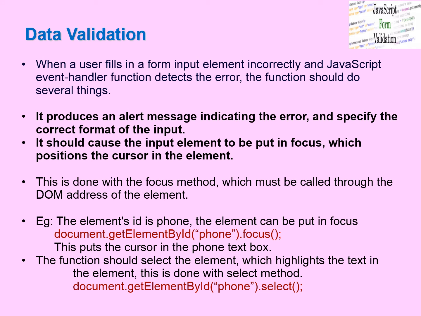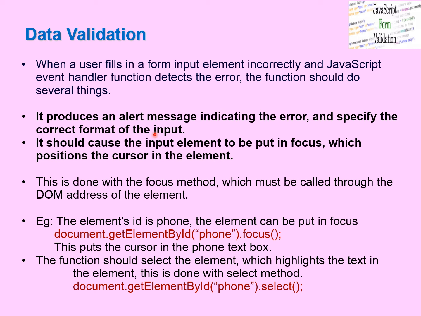Now we see data validation. When a user fills in a form input element incorrectly and the JavaScript event handler function detects the error, the function should do several things. Suppose the user specifies incorrect data in a particular form and the JavaScript event handler detects that error. It produces an alert message indicating the error and specifying the correct format of the input.